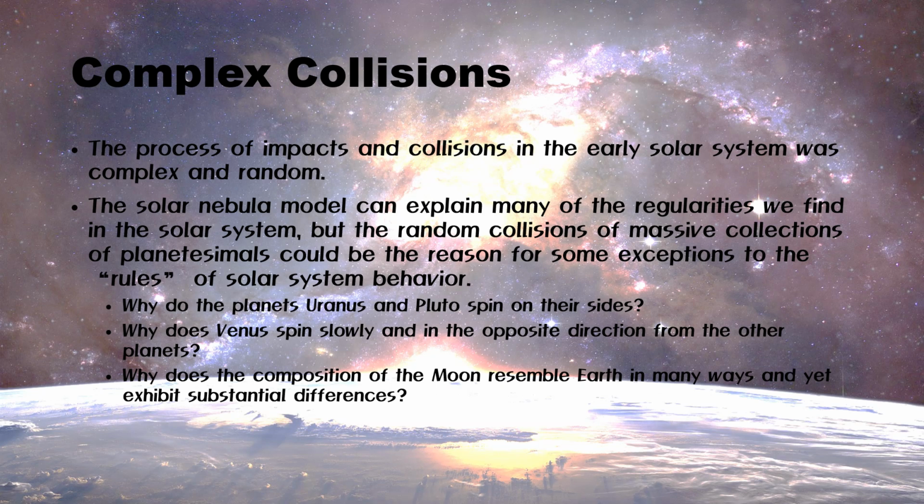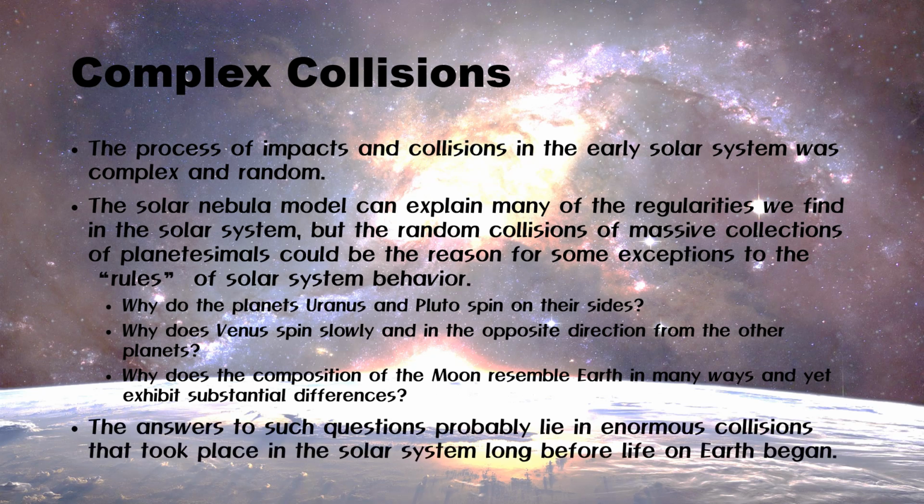For example, we might ask, why do the planet Uranus and the dwarf planet Pluto spin on their sides? Why does Venus spin slowly and in the opposite direction from the other planets? Why does the composition of the moon resemble Earth in many ways and yet exhibit substantial differences? These are all good questions. But again, the answers probably lie in the enormous collisions that took place in the solar system long before life on Earth actually began.